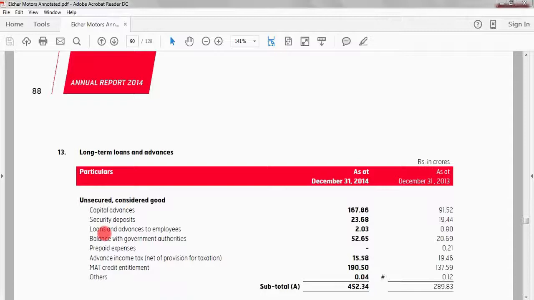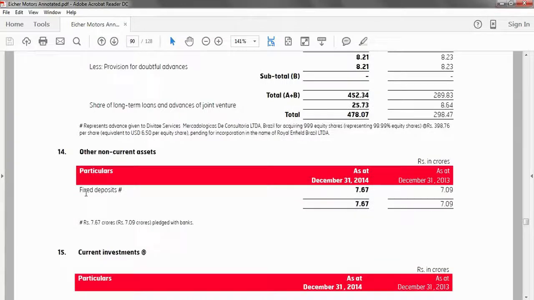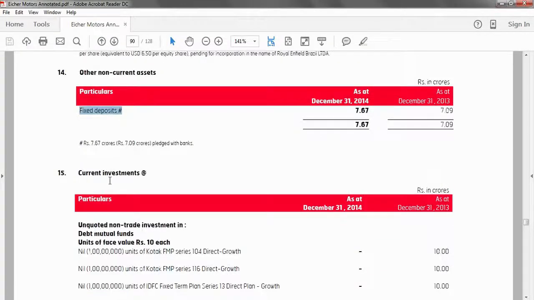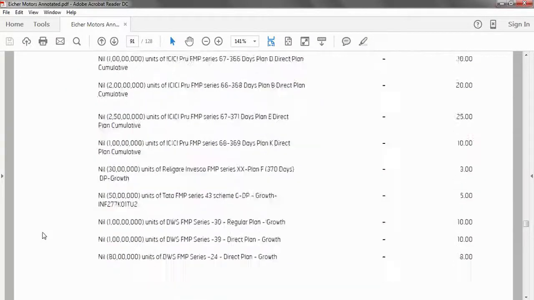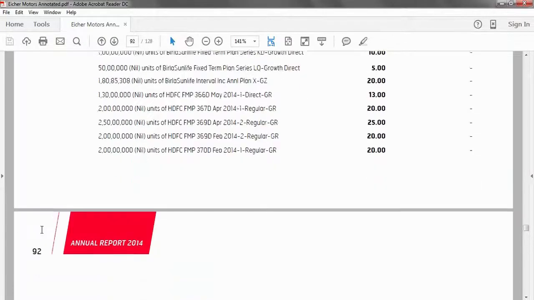Any kind of tax that you had paid in earlier years, but you're going to get a minimum alternate tax credit entitlement. Any kind of advance income tax that you have paid, right? That additional tax that is paid is long-term loans and advances. You'll probably receive them at some point of time. Other non-current assets are fixed deposits. Then you have current investments, which is all the money that is basically cash equivalent lying in debt mutual funds. That's effectively cash and cash equivalents. So all current investments have to be treated the same as cash and cash equivalents.